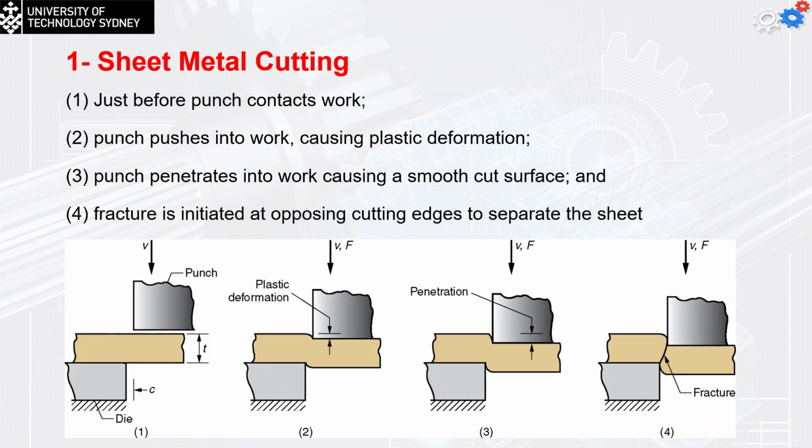So we start with the cutting operation, and you can see this is the procedure, how it's going to be done. So once again, we have the punch and the die.